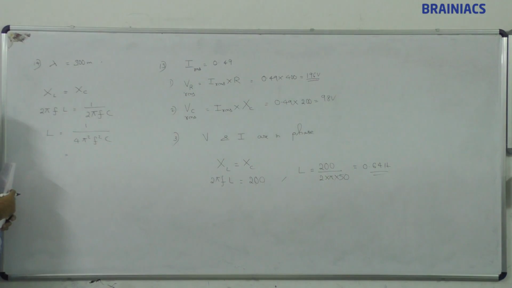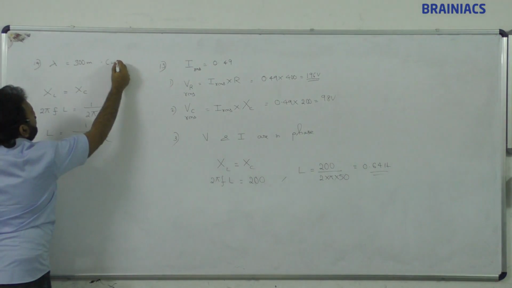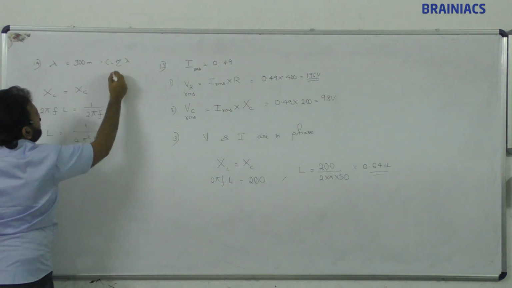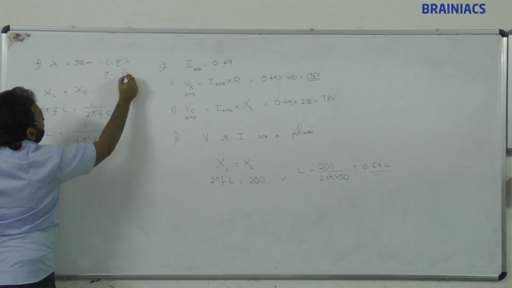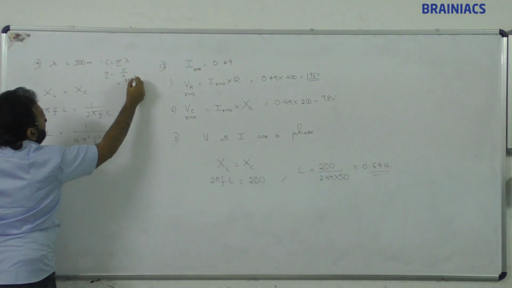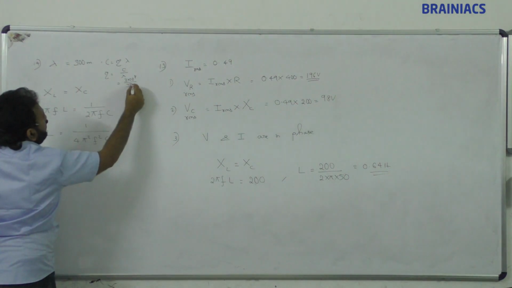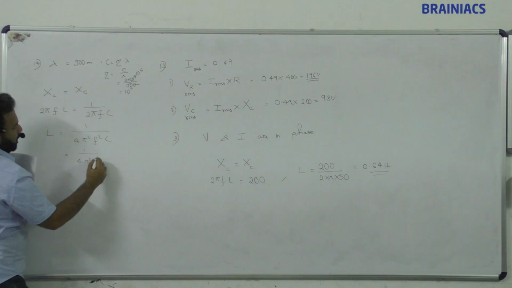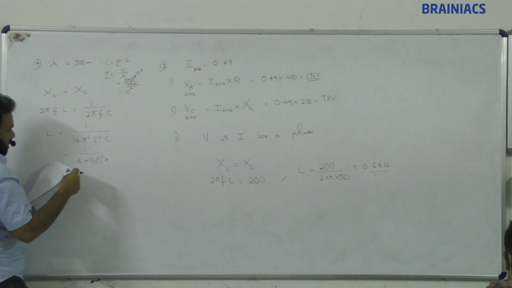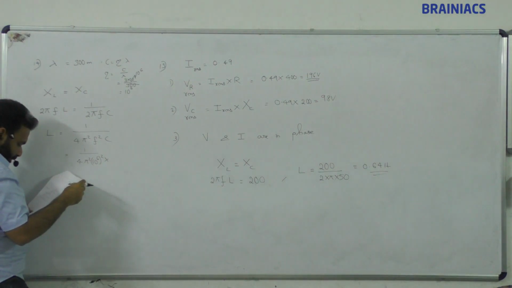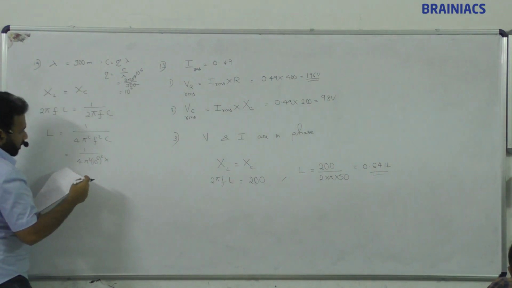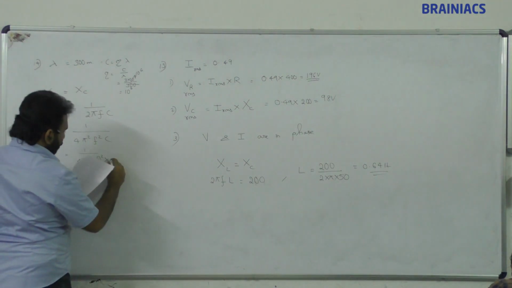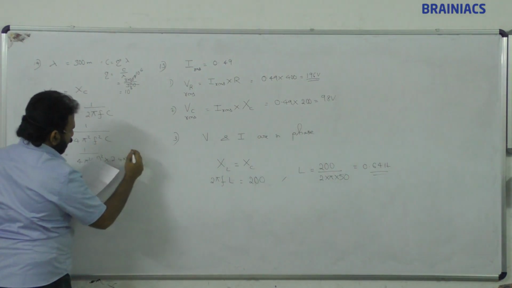C is equal to nu lambda, we have studied, no? So nu is the frequency. The frequency is equal to C by lambda, 3 into 10 raised to 8 divided by 300. So this is going to be 10 raised to 6. So 1 by 4 pi square into 10 raised to 6 square into C, which is given as 2.4 microfarad, so 2.4 into 10 raised to minus 6.